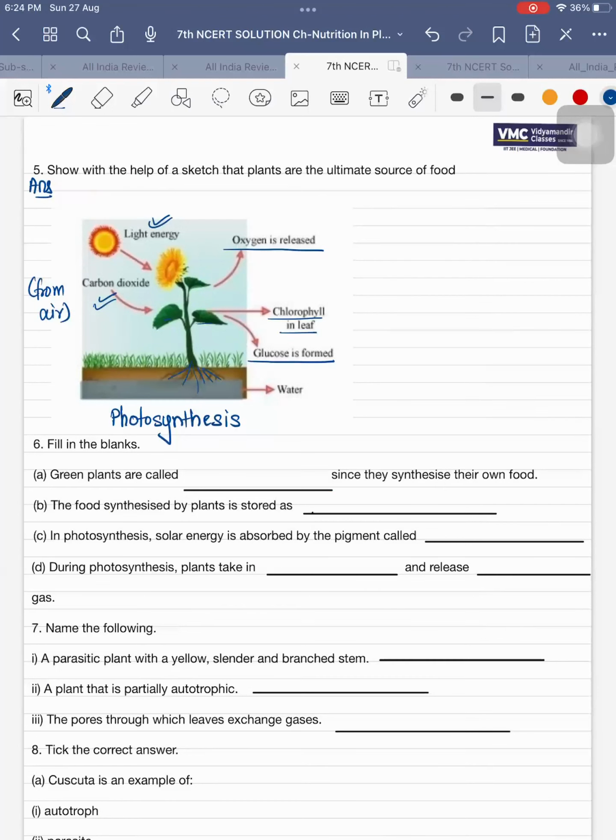Now plant make their own food with the help of solar energy. So plant take energy from the sun. We can write solar energy, then arrow, green plants. Then green plants are eaten up by herbivores.